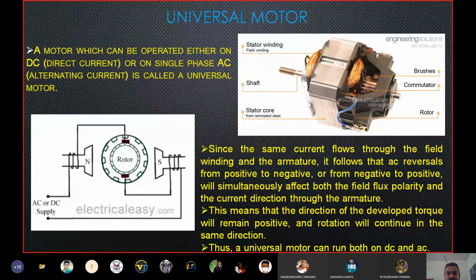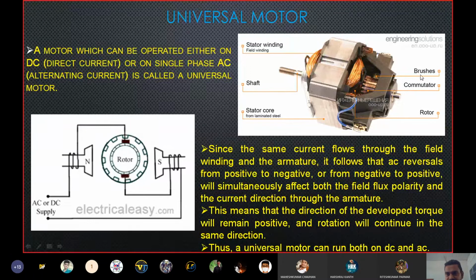Okay, this is the basic construction of the universal motor, in which we have a stator winding. Here is the stator. An electromagnet is there, and on this electromagnet the winding is wound. So this is the stator winding. Here is the shaft of the motor. This is the stator core.